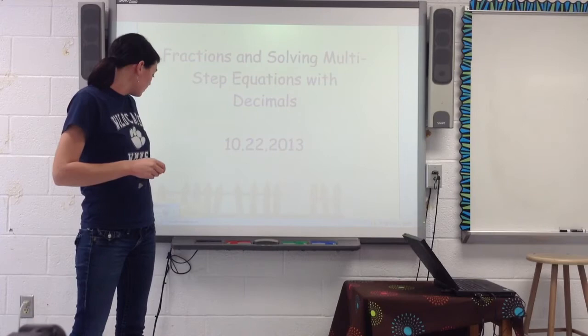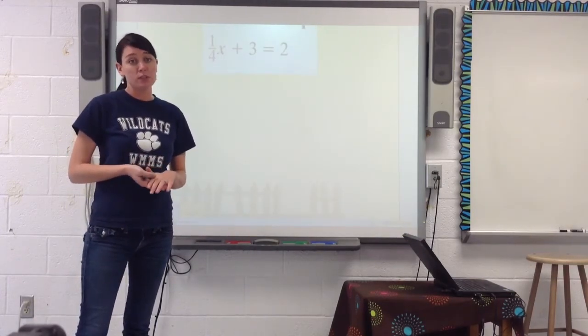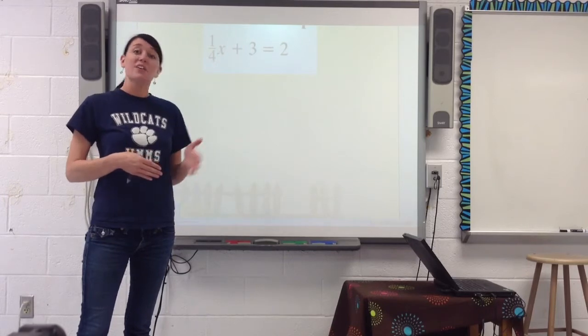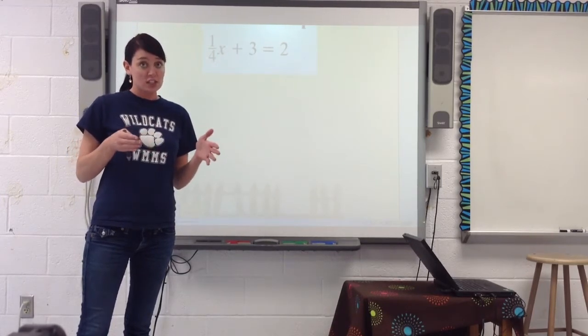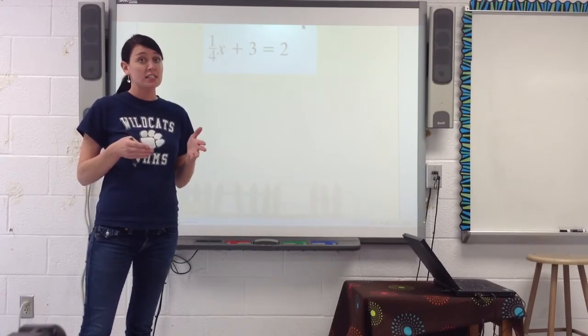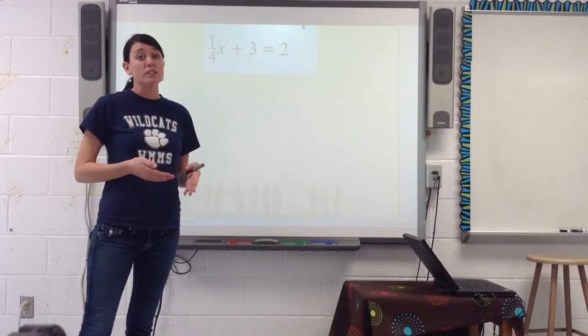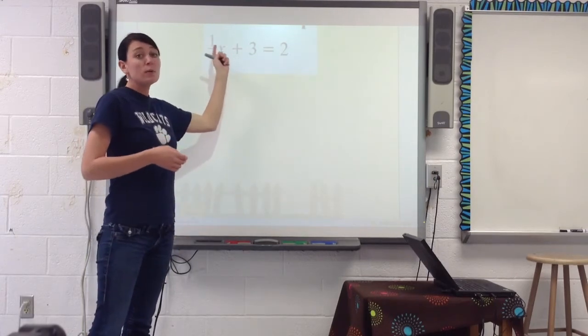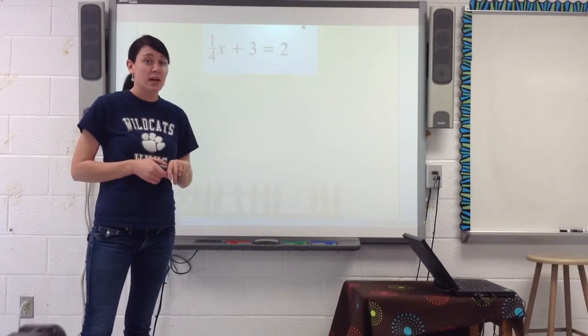We're going to take a look at the first problem. We have 1/4 x plus 3 equals 2. Again, this is very similar to the multi-step equation unit with integers. The only difference is that we have those fractions and decimals, so we're still following the same rules. Our whole goal is still to isolate that variable. We want to get x by itself. In order to do that, we need to do inverse operations.